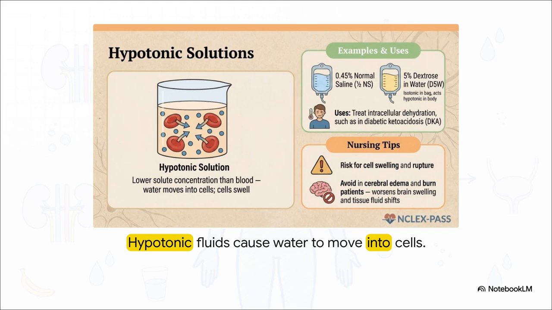But what happens when we change the concentration? Take a hypotonic solution. This has a lower solute concentration than the patient's blood. Now remember our core principle. Water chases particles. Because the blood now has fewer particles than the inside of the cells, the water rushes into those higher concentration cells to balance things out, which causes them to dangerously swell. Now, this is a lifesaver if a patient's cells are dehydrated, right? But you would never ever use this if a patient had brain swelling. It would literally make the brain cells swell even more.